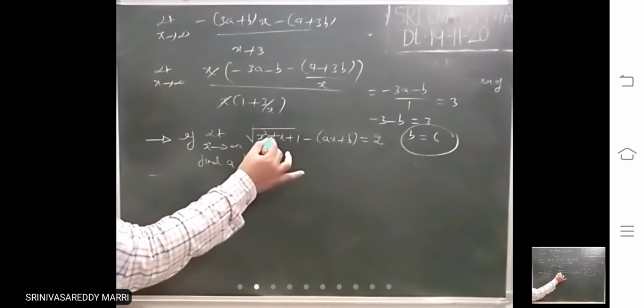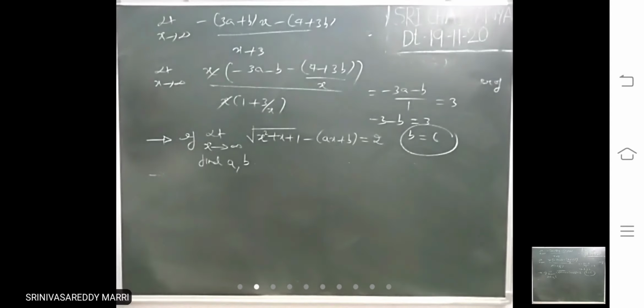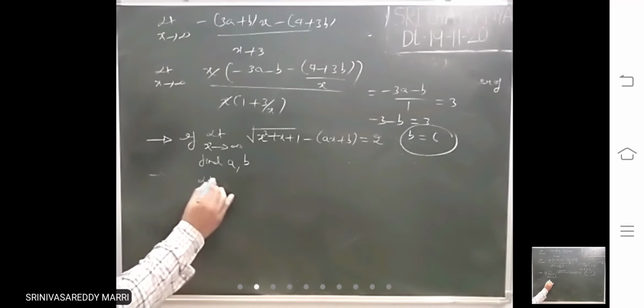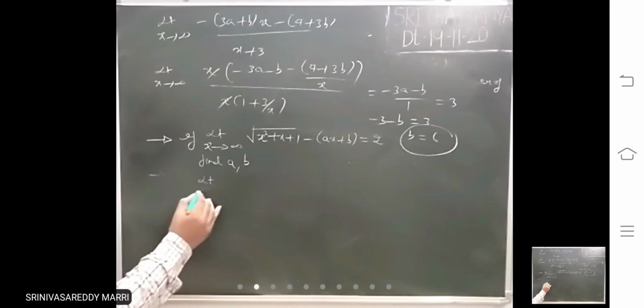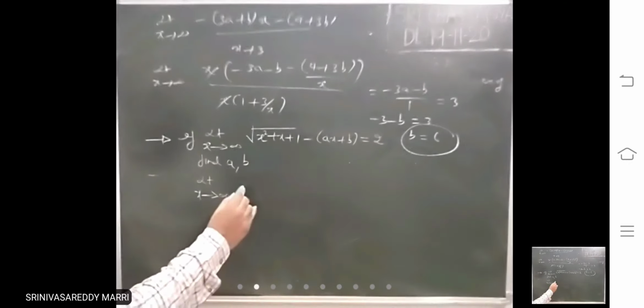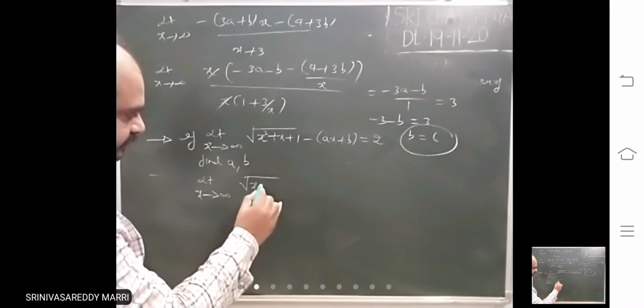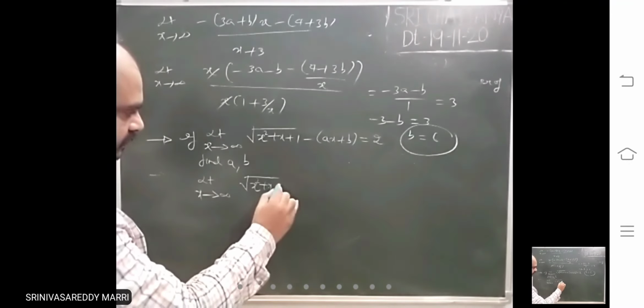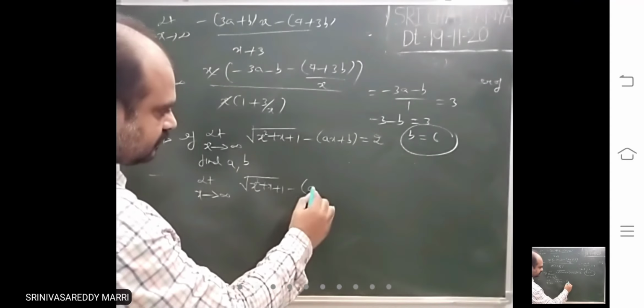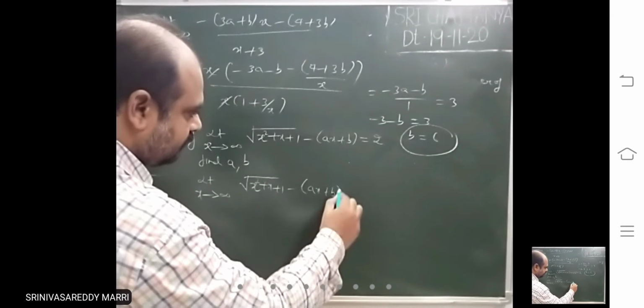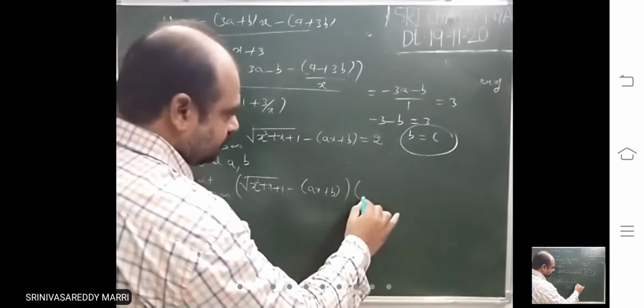Now here, this root is there. First you have to rationalize. The numerator must be free from the root. Rationalize this: root of, multiply with plus.